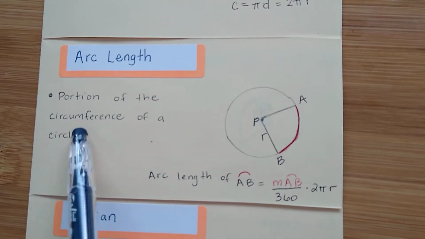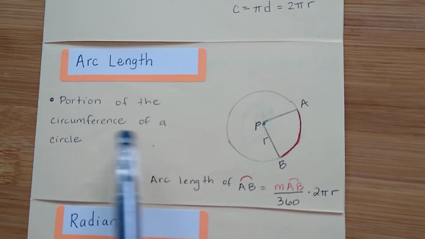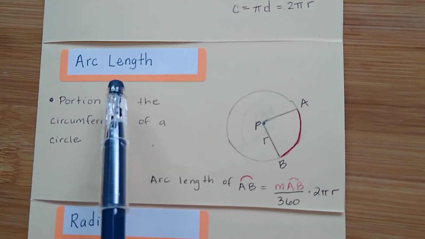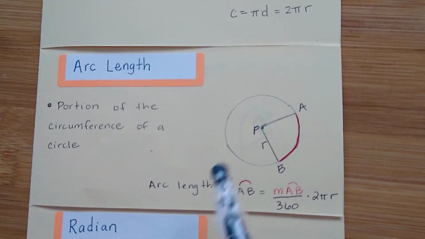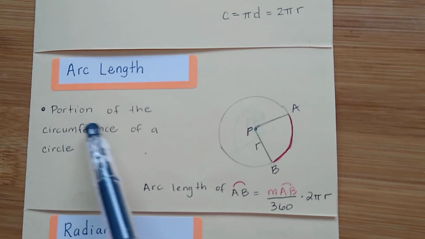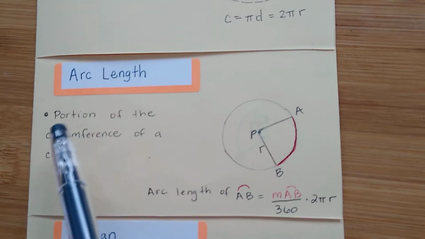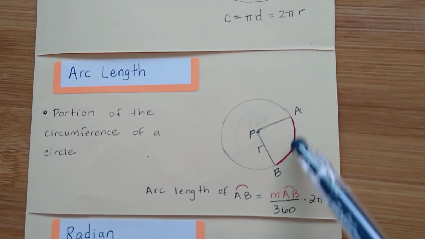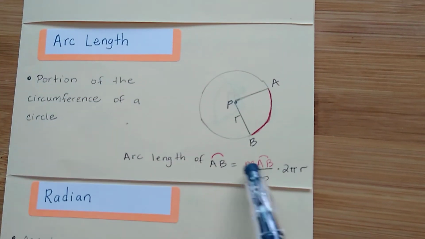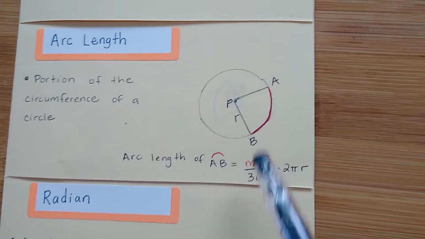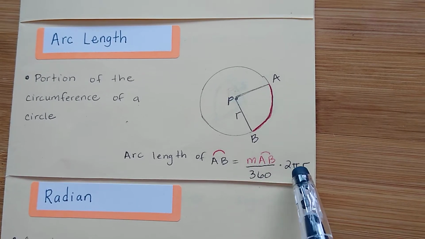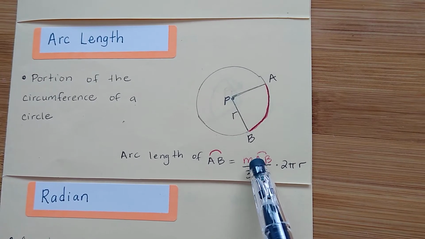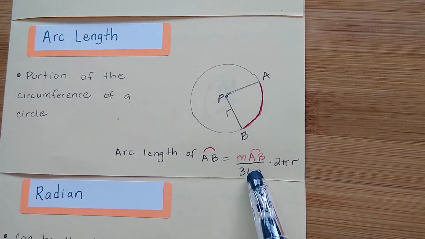For the next one, it's the arc length, and the arc length is a portion of the circumference of a circle. Now this one is really important because it's something that we have covered in chapter 10, but in chapter 10 we were trying to find the arc measure, whereas now we are being asked to find the arc length, which again is just a portion of the circumference of a circle. So in this case, we would be finding the arc length of AB with this formula: 2 pi r times the measure of arc AB over 360.